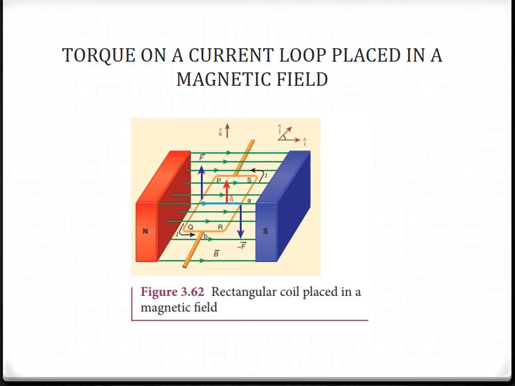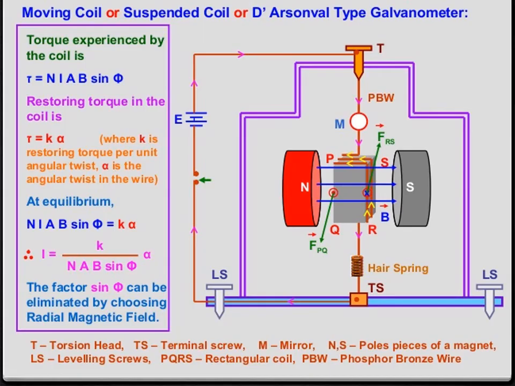The job of the torque is to rotate the loop to align the normal vector with the direction of the magnetic field. Now if there are n turns, what happens? That is tau equal to n I a b sin theta.